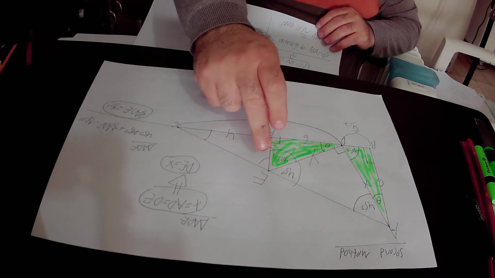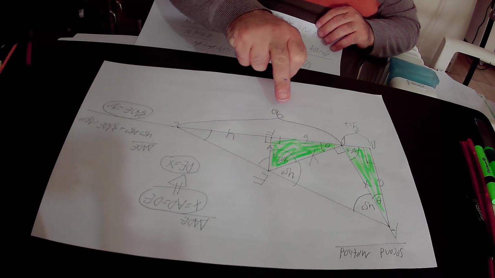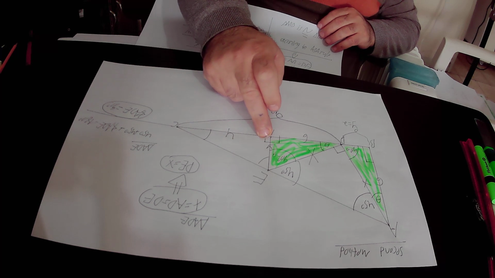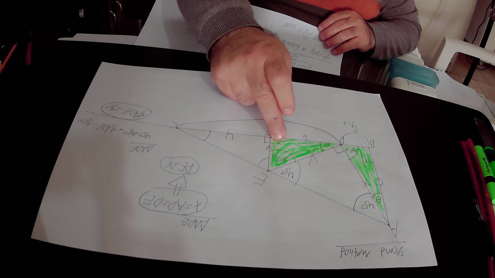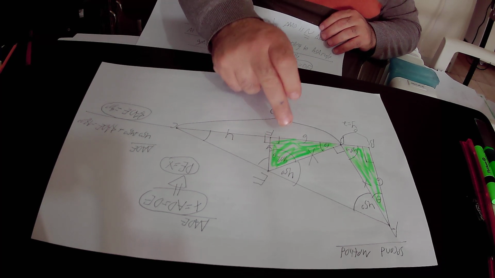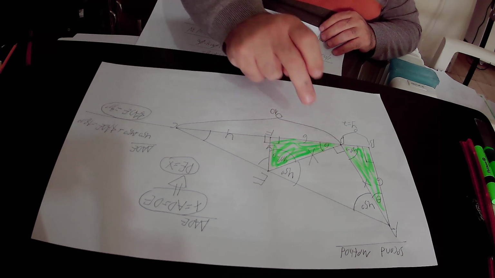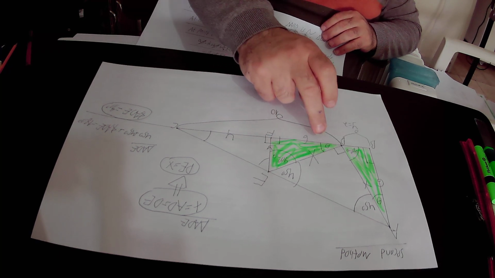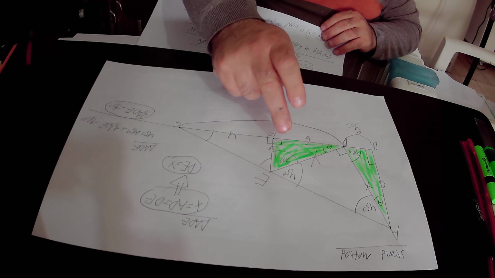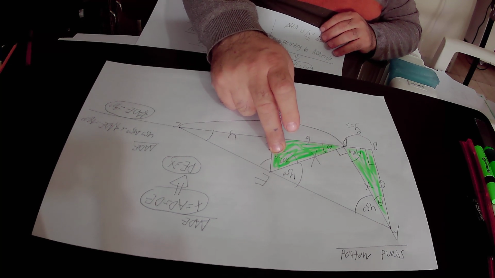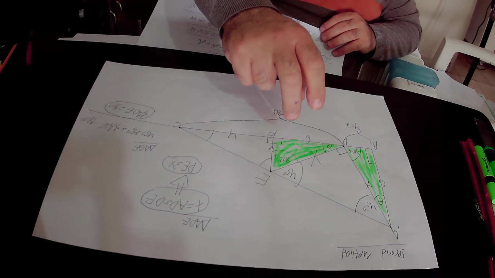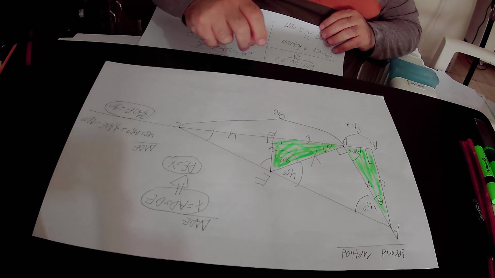Then from point E we draw a perpendicular to BC, so this angle equals 90 degrees and this angle equals 90 degrees according to our construction. So in the right triangle EFC, if this angle equals theta, then this angle must be equal to 90 degrees minus theta in order to complete the sum of the angles in this right triangle to 180 degrees.